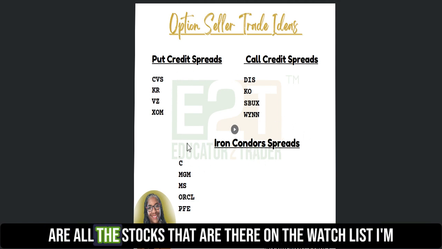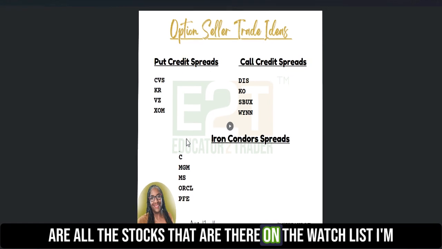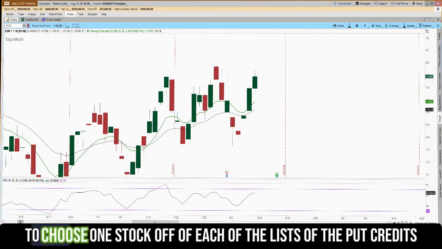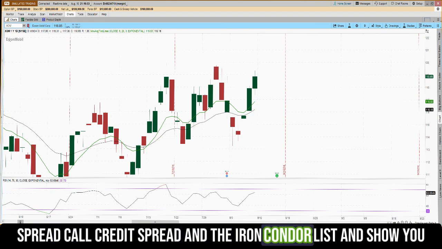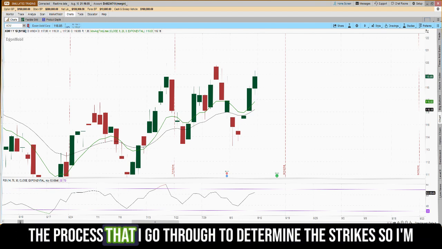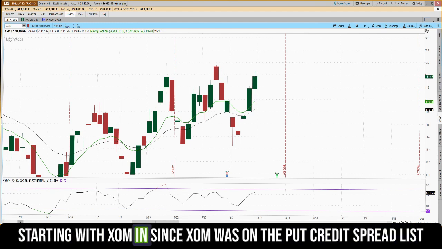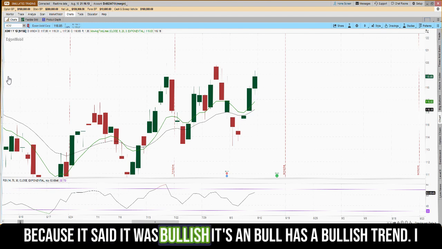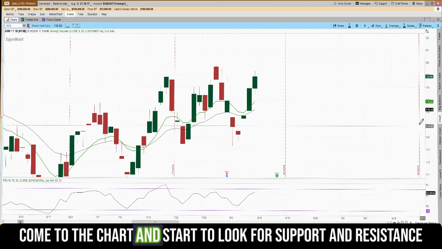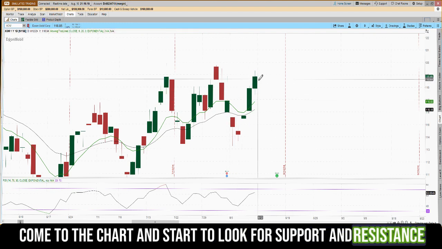These are all the stocks that are there on the watch list. I'm going to choose one stock off of each of the lists, the put credit spread, call credit spread, and the iron condor list, and show you the process that I go through to determine the strikes. So I'm starting with Exxon, and since Exxon was on the put credit spread list because it has a bullish trend, I come to the chart and start to look for support and resistance.